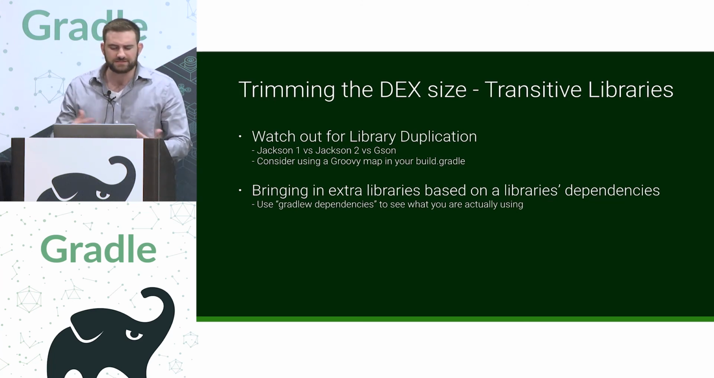So we can use Gradle dependencies to see these transitive dependencies, but we actually need a way of making sure we don't use the same dependency of different versions, in which we talked about Jackson 1 versus Jackson 2. So how do we solve this problem?